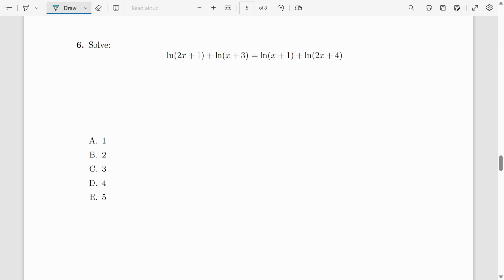All right, number 6, halfway point. That's cool. Solve this, just a solve for x problem. But this looks pretty nasty. Look how many of these ln's we have here.